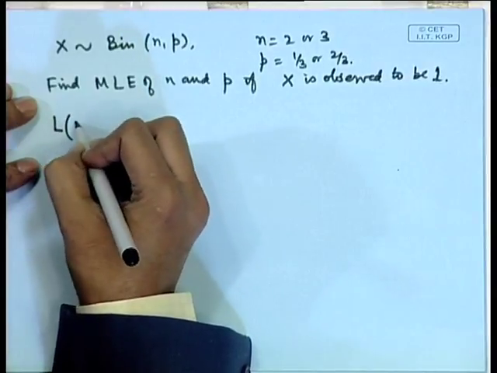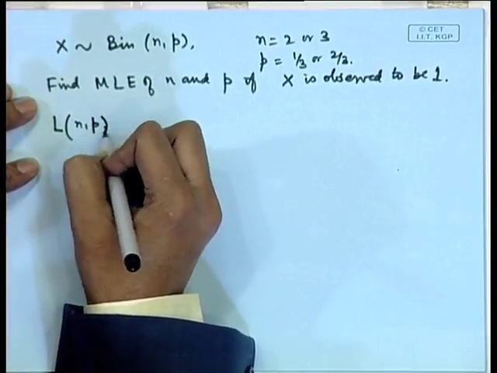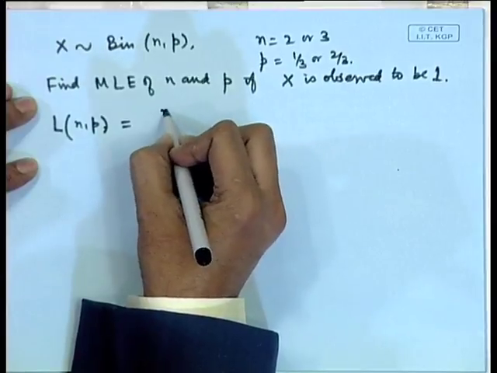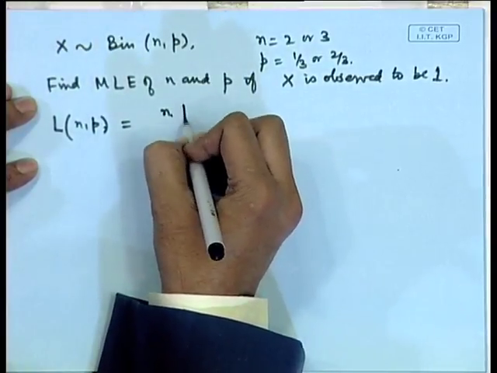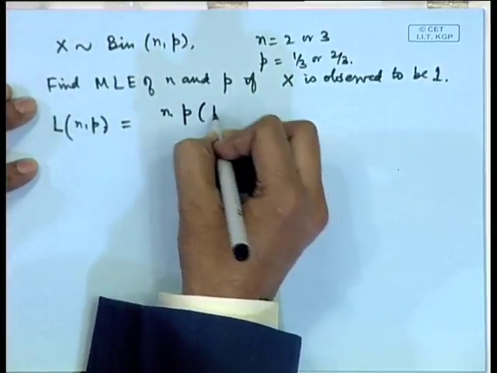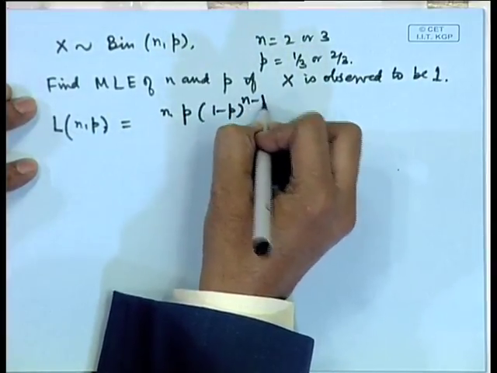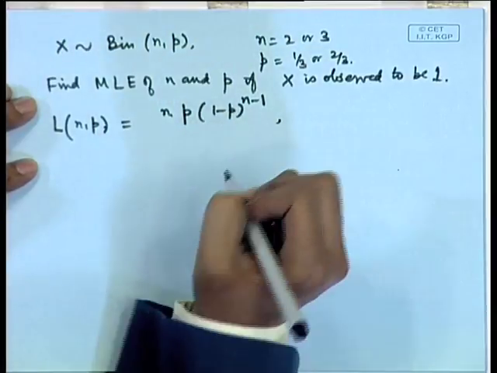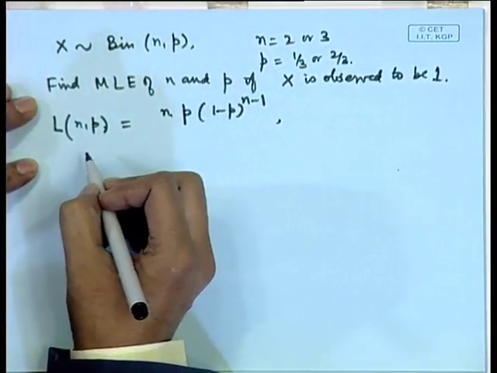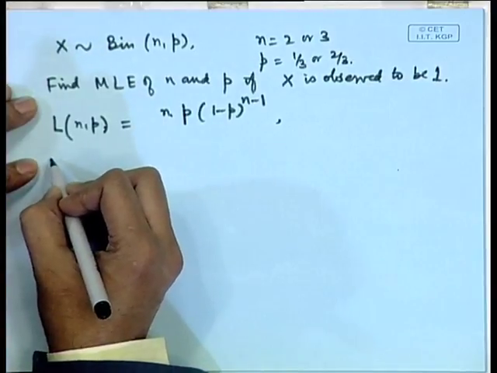The likelihood function here is nCx p to the power x (1 minus p) to the power n minus x. Since x is 1, it is n p (1 minus p) to the power n minus 1. Since x equal to 1 is already observed, we are having exactly these values. So, we have the 4 values here.